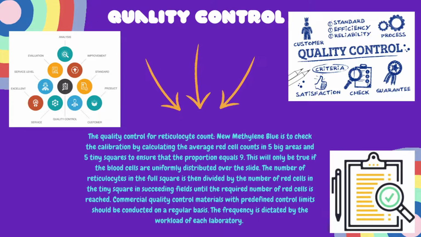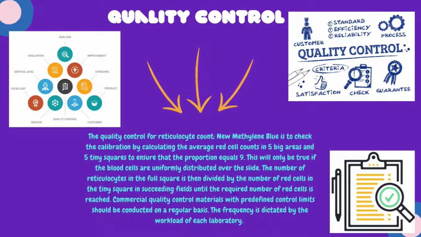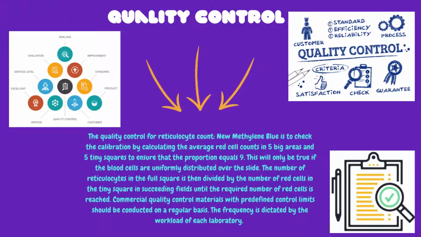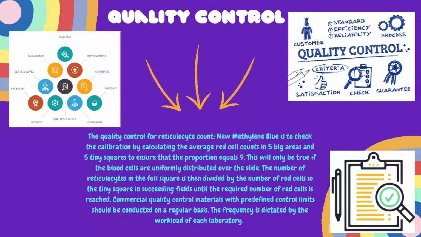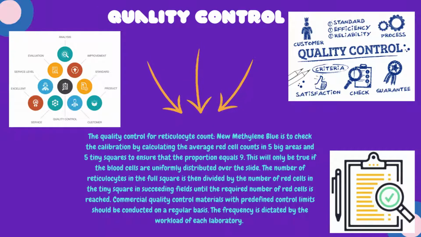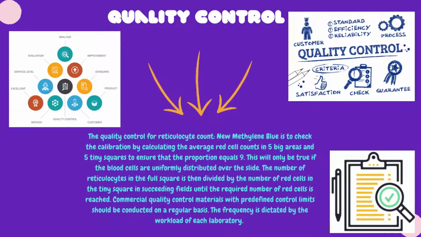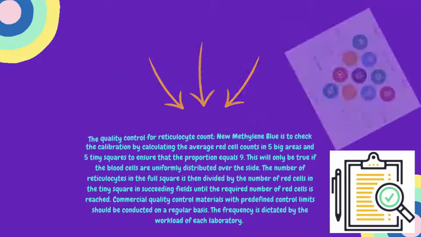This will only be true if the blood cells are uniformly distributed over the slide. The number of reticulocytes in the full square is then divided by the amount of red cells in the tiny square in succeeding fields until the required number of red cells is reached. Commercial quality control materials with predefined control limits should be run on a regular basis. The frequency is determined by the workload of each laboratory.